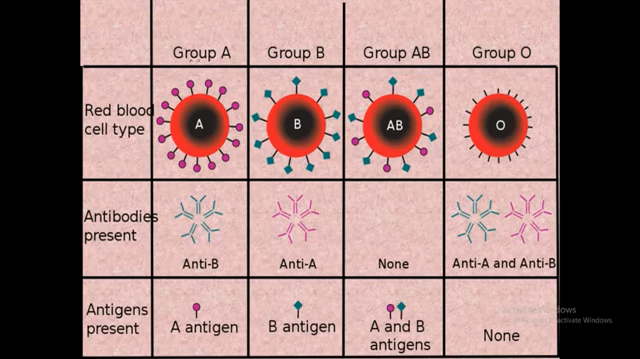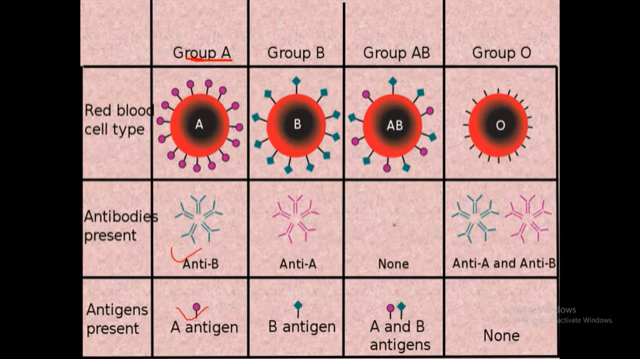So blood group A. In persons having blood group A, the agglutinogen A is present on the red blood cell membrane, but the corresponding agglutinin anti-A must be absent in their plasma. So here there is a presence of anti-B and the antigen is A. In blood group B, anti-A antibody is present and B antigen is present.